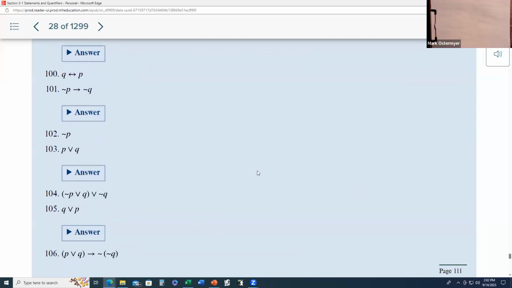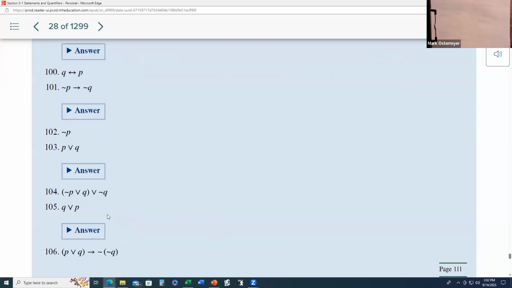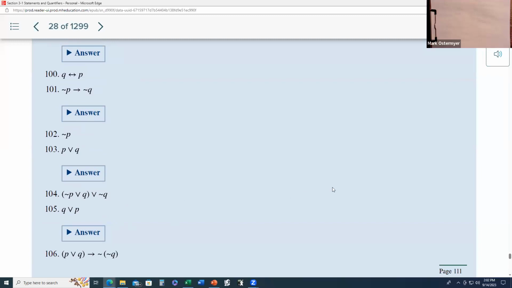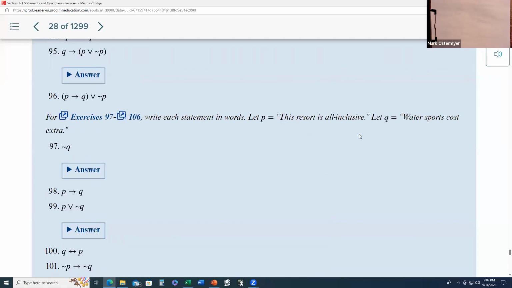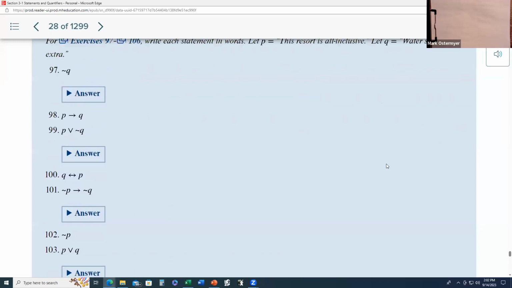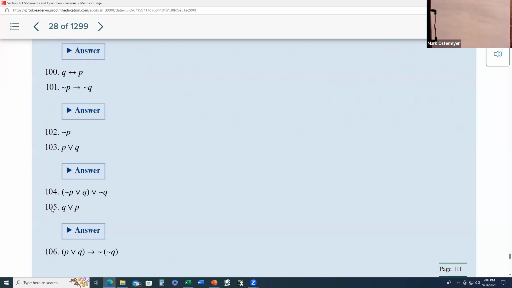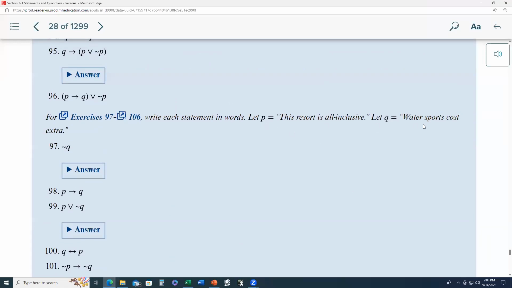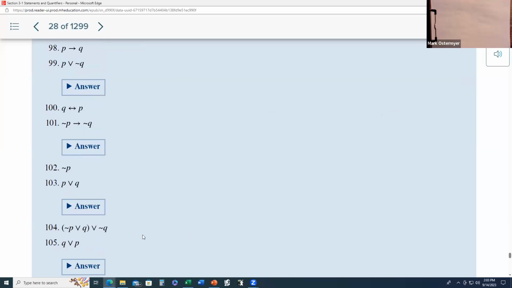All right, let's just jump down to 104. This one looks interesting here. What was P again? Wait a minute. P is the resort is all inclusive. Q is water sports cost extra. Okay. So what's 104? Resort is all inclusive. Water sports cost extra. Okay. Well, what would 104 be?